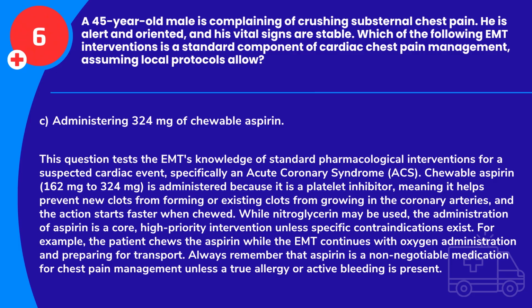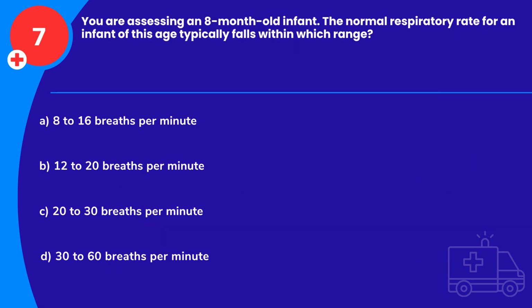While nitroglycerin may be used, the administration of aspirin is a core, high-priority intervention unless specific contraindications exist. For example, the patient chews the aspirin while the EMT continues with oxygen administration and preparing for transport. Always remember that aspirin is a non-negotiable medication for chest pain management unless a true allergy or active bleeding is present.